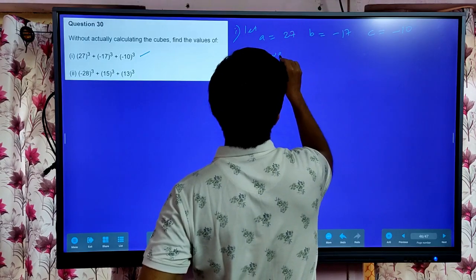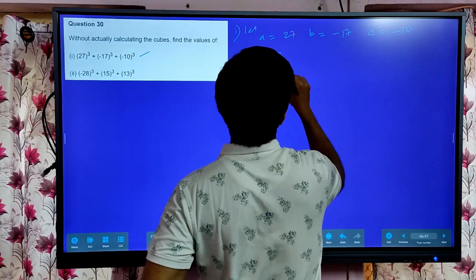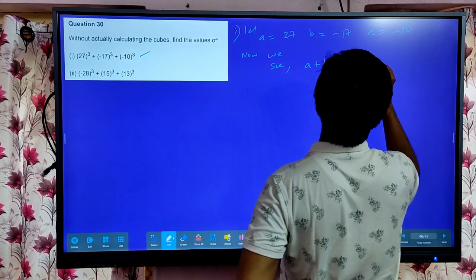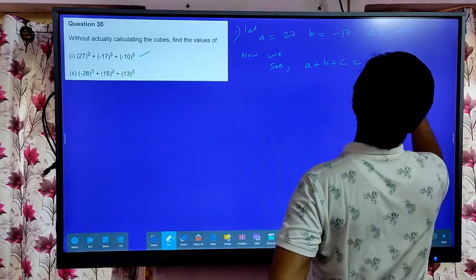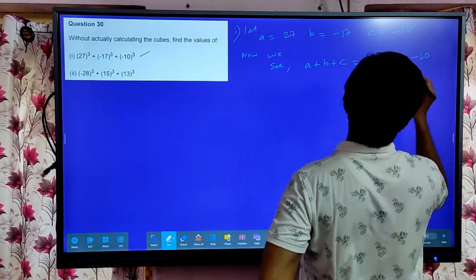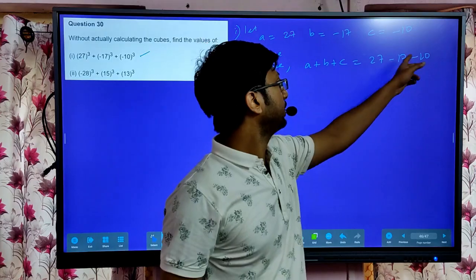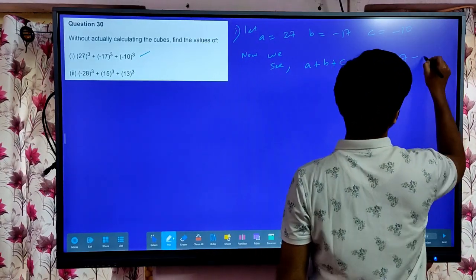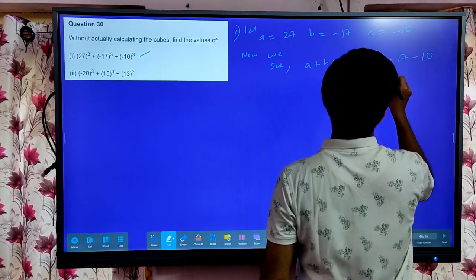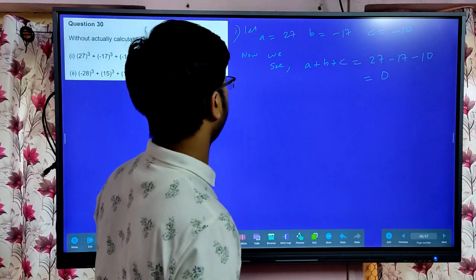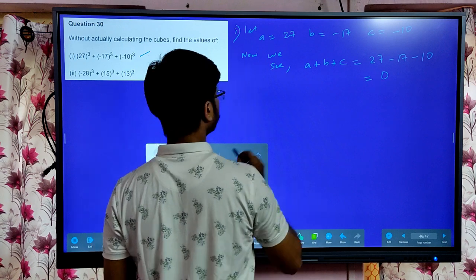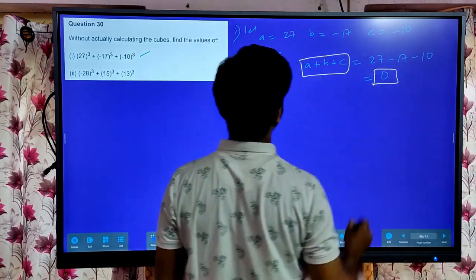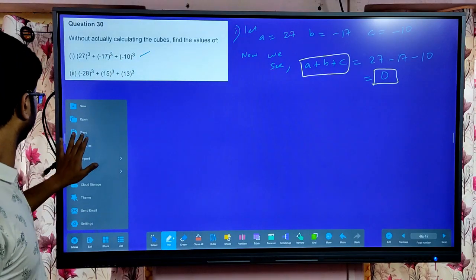Now we see a plus b plus c equal to 27 minus 17 minus 10. You see, 27 minus 17 minus 10, so it will be 0. We see a plus b plus c; this value will be equal to 0. Okay.